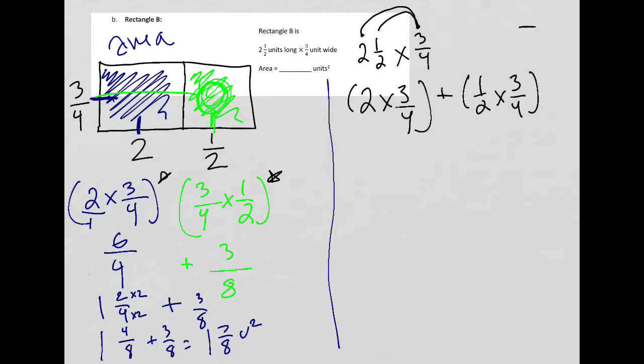And it makes sense that there's two equations because it's the 2 1/2. The 2 and the 1/2 each need to be multiplied by that 3/4. So when you multiply this together, you would have gotten the same answer of 1 and 7/8 units squared.